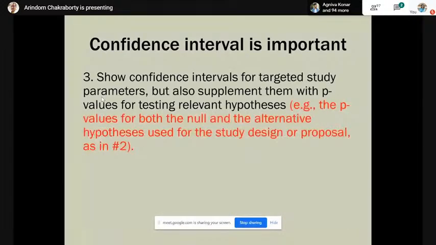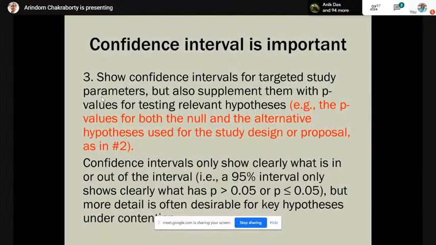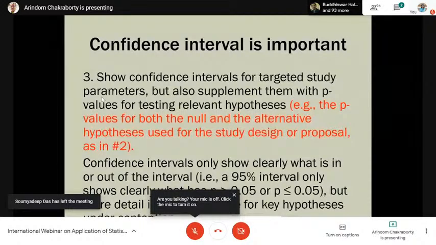Well, confidence interval is very important. Show confidence intervals for targeted study parameters, but also supplement them with p-values for testing relevant hypotheses. So for example, the p-value for both the null and alternative hypothesis used for the study design or proposal, as in the previous point 2. Confidence intervals show only what is in or out of the interval, and more detail is often desirable for hypotheses under contention. So if you give the p-value along with the confidence interval and sample size, then you are taking your paper to a different level.